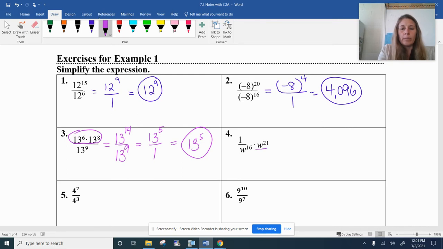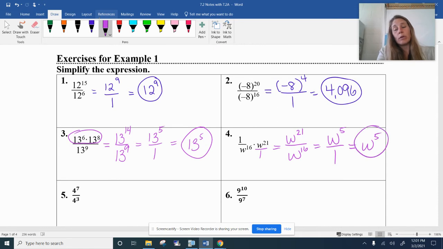Okay, number 4. Let's put these two together. So we end up with w to the 21st on the top and w to the 16 on the bottom. And now we can subtract the exponents, leaving us with w to the 5th over 1. So we can just leave that as w to the 5th power.